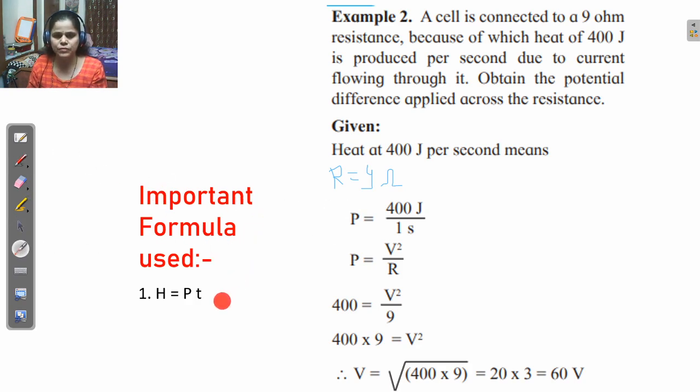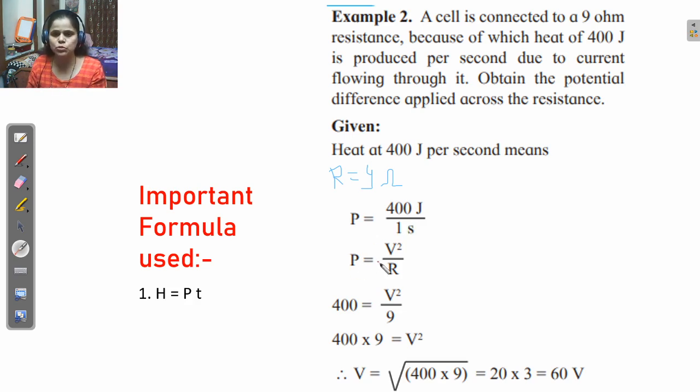The important formula we have is H equals PT. This formula we will use in this problem. So P equals H upon T. By using the formula H equals PT, power P equals H upon T. Put in the values: H equals 400 is given, upon T. Time is 1 second.